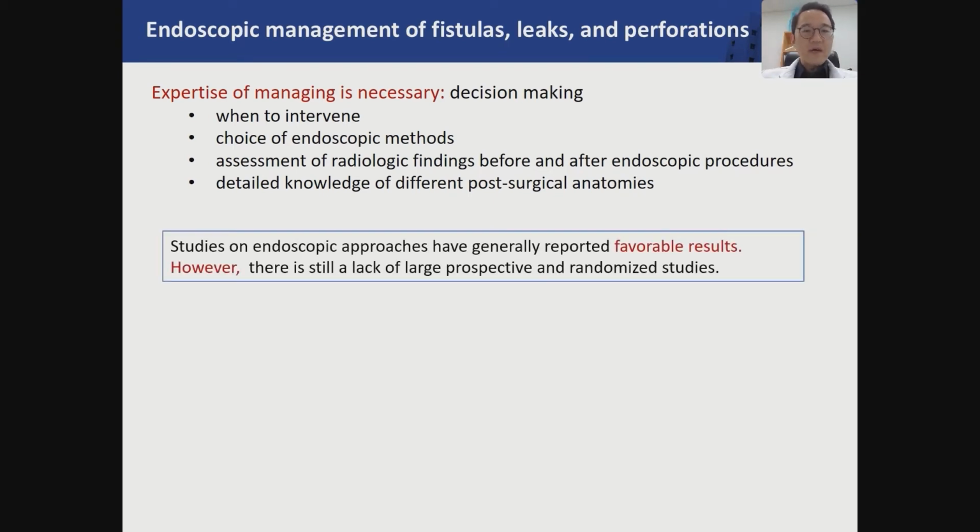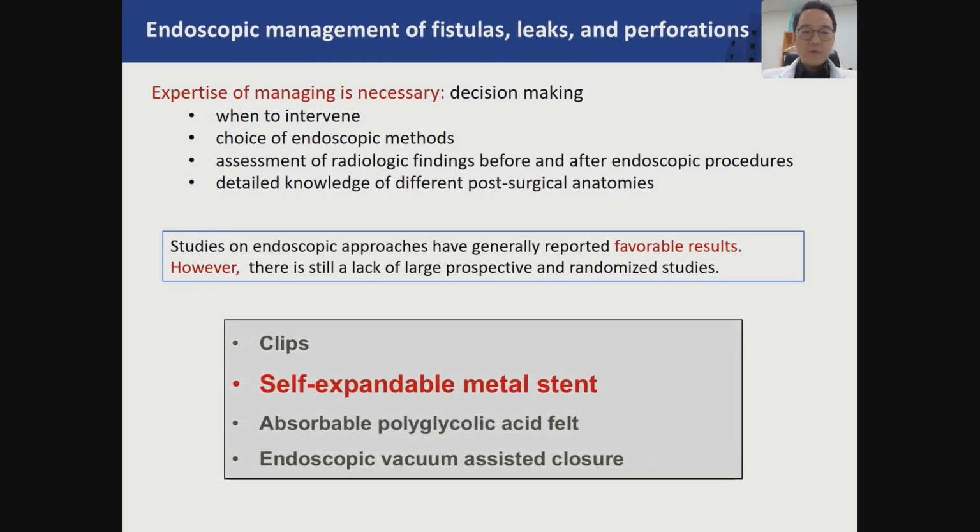Until now, studies on endoscopic approaches have generally reported favorable results, but there is still a lack of large prospective and randomized studies. That means most studies have many selection biases, so we have to cautiously interpret this kind of study field. So I'm going to introduce some endoscopy approaches using clips, the main topic of the stent, some cases using PGA felt, and lastly the EVAC system, which the next speaker will introduce in more detail.